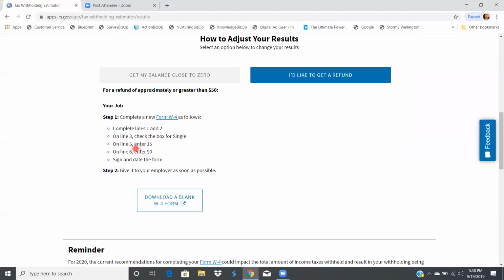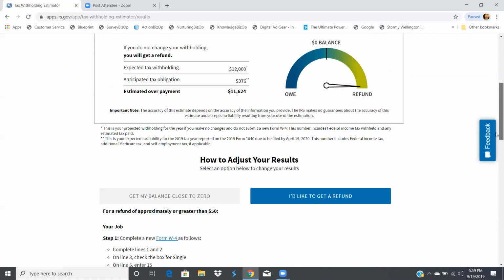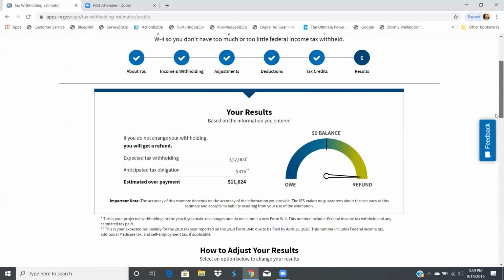On line 6, you're going to enter 0. Line 6 is basically asking, do you want them to withhold additional money out of your paycheck for taxes? In this case, you don't, so you're going to enter 0. You're going to sign, date the form, and give it to your HR department. And when they process it, they'll no longer be taking federal taxes out of your paycheck. And all you have to do is track your expenses for the year.